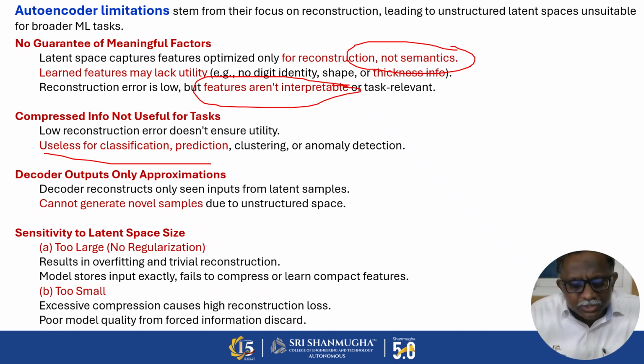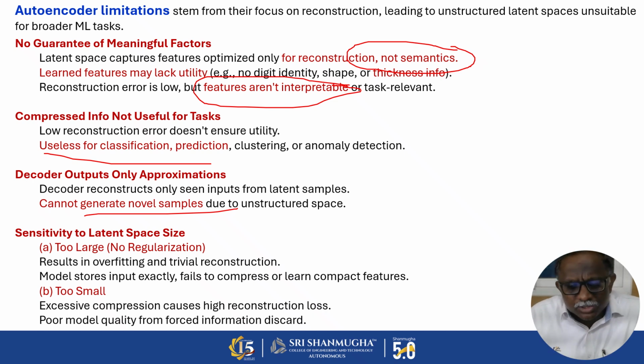So you can't generate new samples. Okay, because of the unstructured space. Whatever you get in the output is basically unstructured space. So that cannot generate any new samples. That can be done by variational autoencoders that we are going to look at in the next class. But that is a disadvantage of using traditional autoencoders.